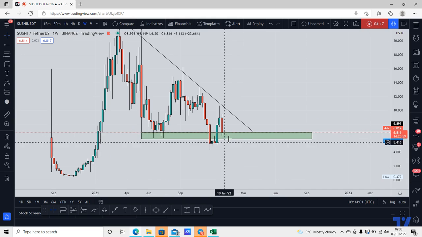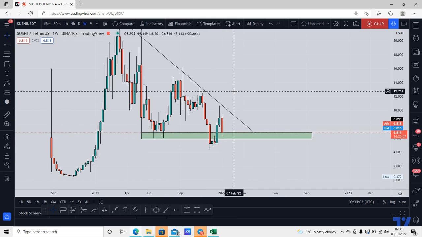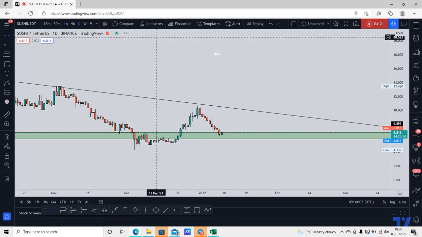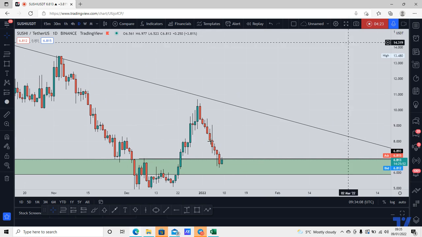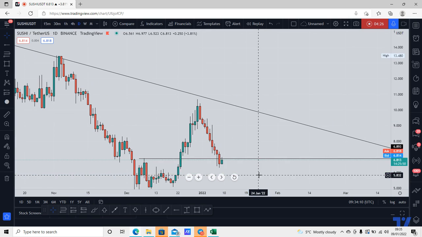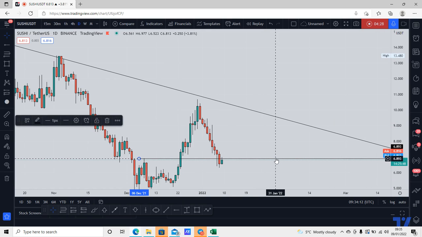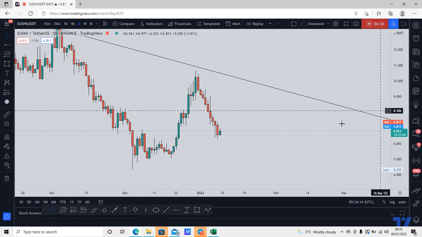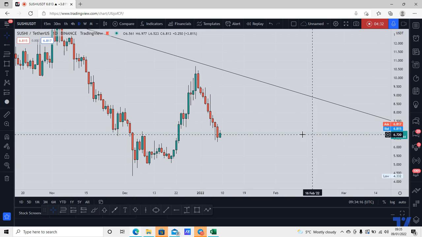So with that in mind, we are testing weekly demand and we expect a push to the upside. Going down on the daily time frame, we can clearly see the demand from the weekly. We don't need to have that on our daily chart. I like to keep our charts clean so it doesn't confuse the brain here.